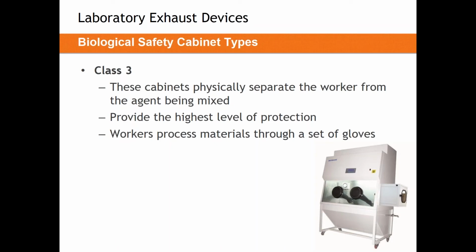So if you're looking at a high containment, a BSL 2, 3, or 4 lab, it's some version of this style cabinet that physically separates you from the worker. That's your Class 3 type of hood. It is the highest containment in the biological safety cabinets.